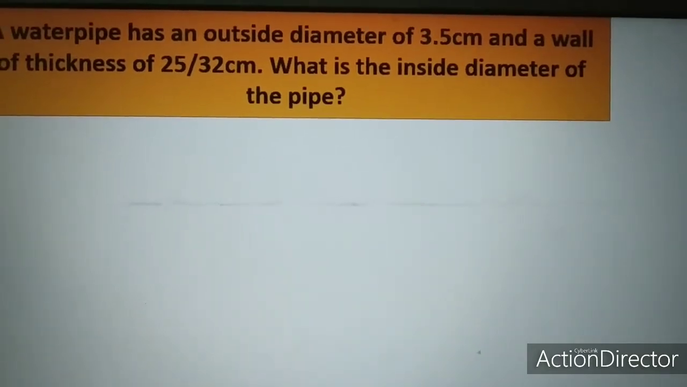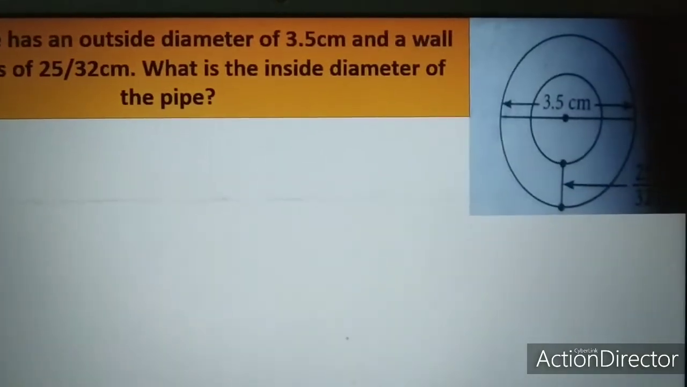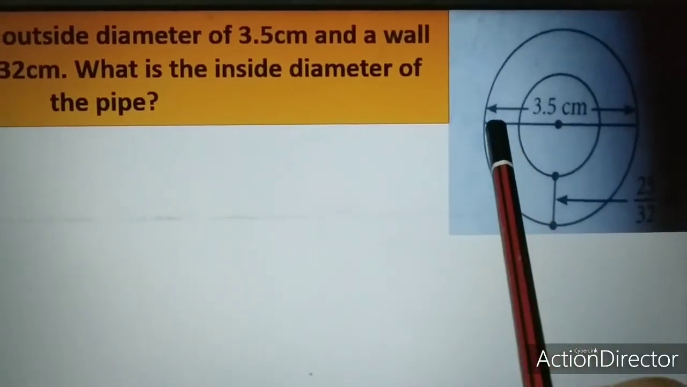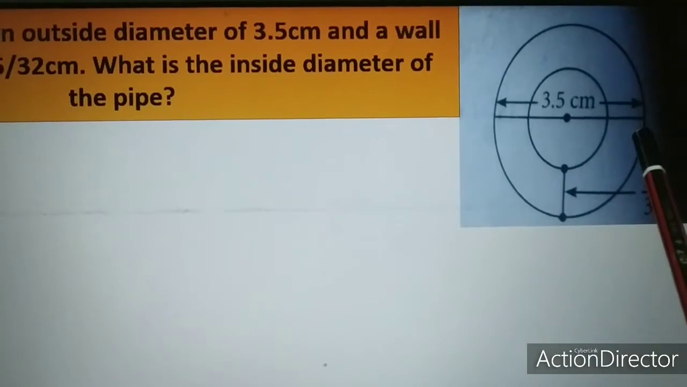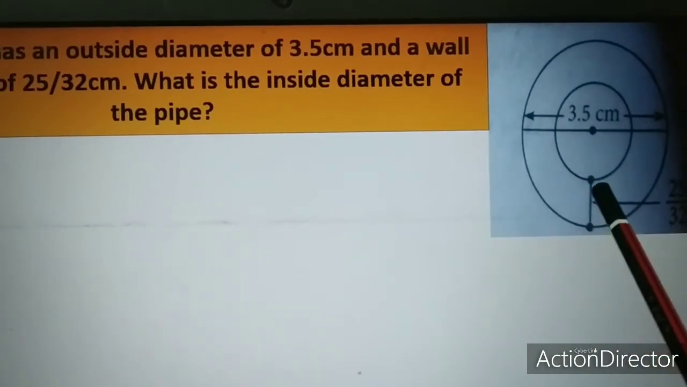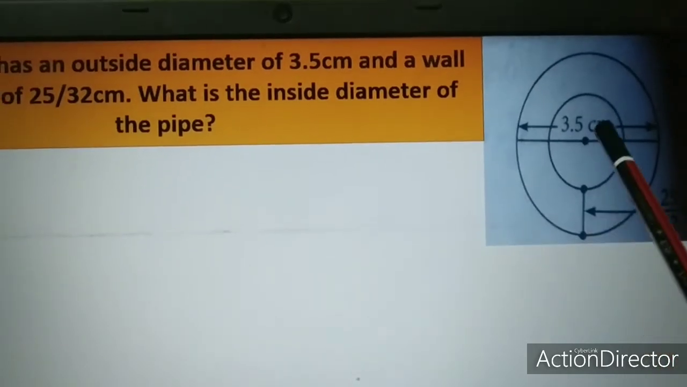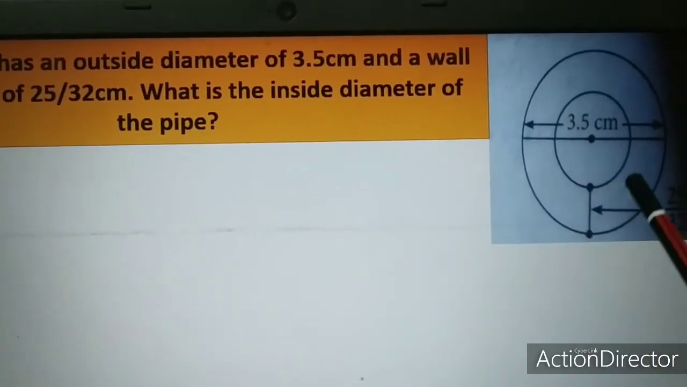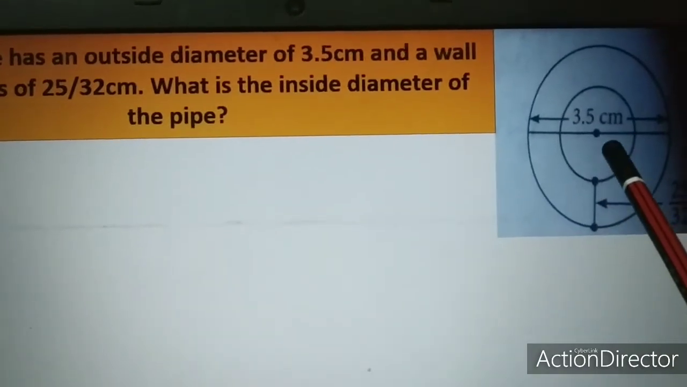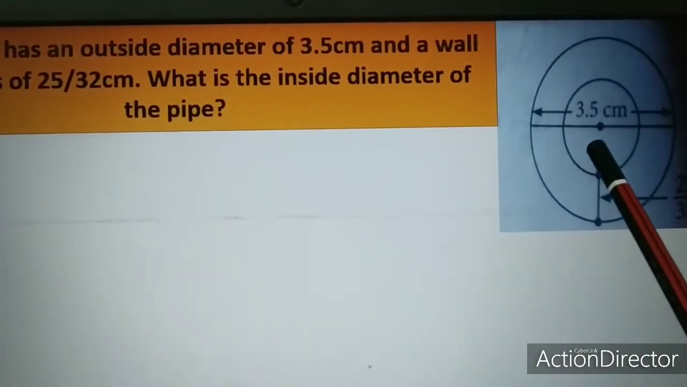You know the pipe is hollow over here, and in the figure you are able to see the outside diameter of the pipe is given as 3.5 centimeter and the thickness is given as 25 upon 32 centimeter. Now we are asked to find the diameter of the inner circle. So first you have to understand the concept.